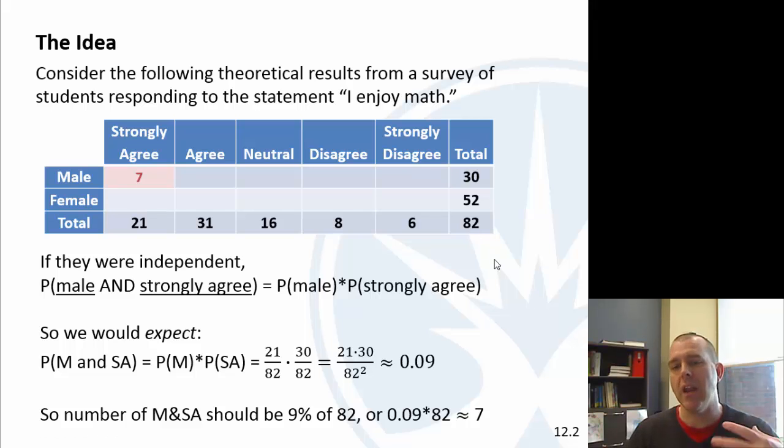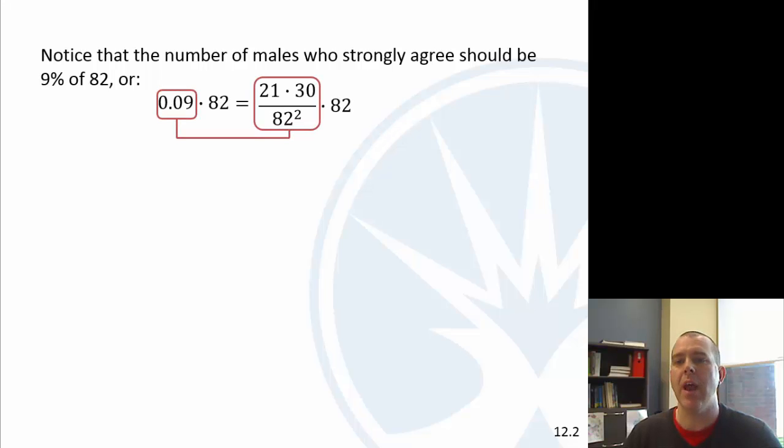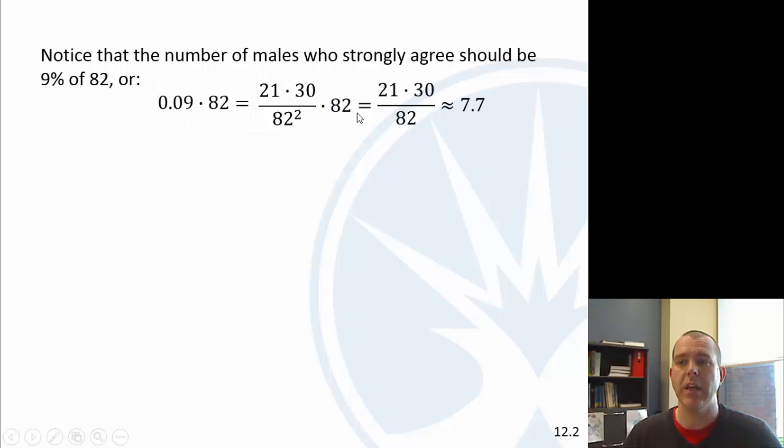And so we can extend this and figure out how many we would expect in each of these cells. So let's be a little more detailed here. We're going to try to see if we can come up with a more condensed formula for a way to find how many to expect. So that 0.09 came from 21 out of 82 times 30 out of 82. And you'll notice that there are 82s here that can simplify. And so we really could just say 21 times 30 out of 82. And I don't know why I said 7 on the other side. It should have been 7.7.